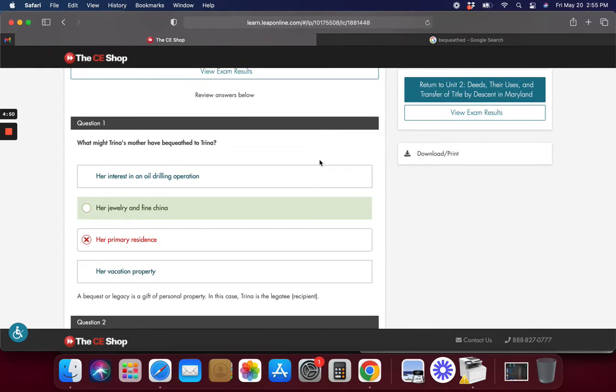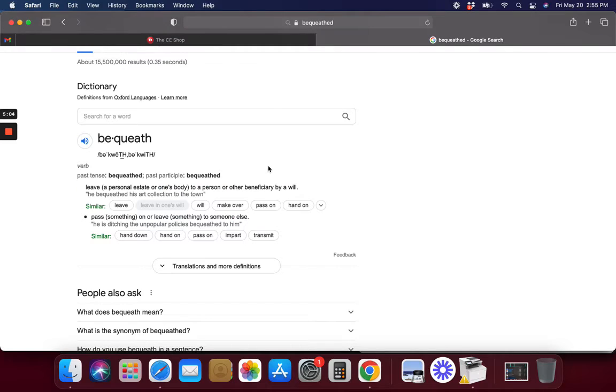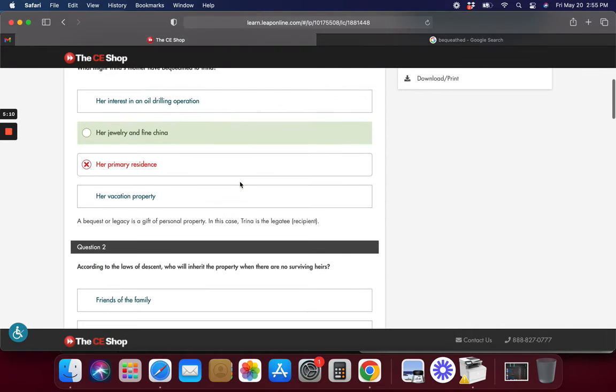All right. Her primary residence is not correct. Her jewelry and fine china. I have no idea. How in the world will we know that? All right. A bequeathed is a gift of personal property. Okay, Google, you need to straighten that out then. It does not say that. It doesn't say personal property. A gift of personal property. Okay. All right.